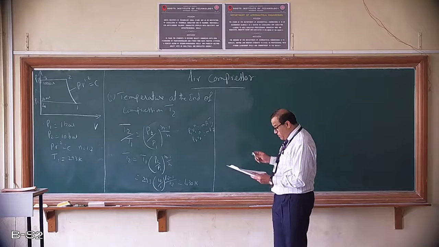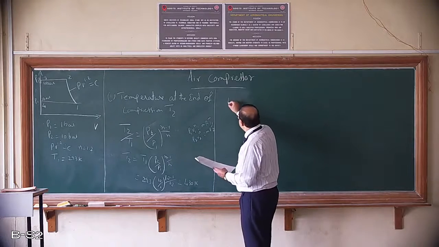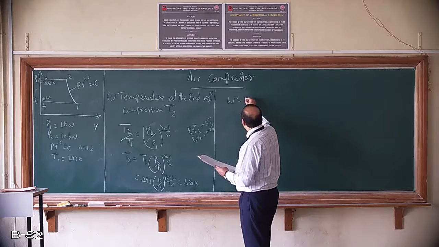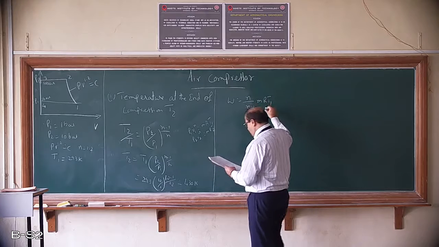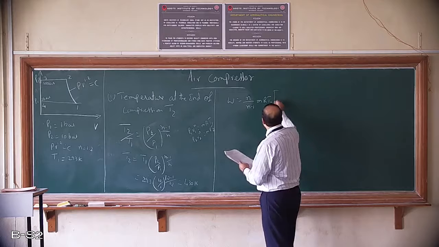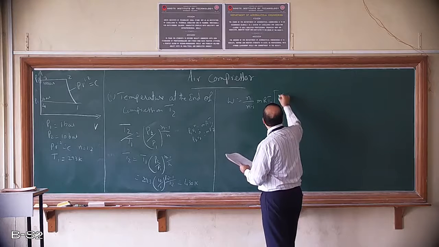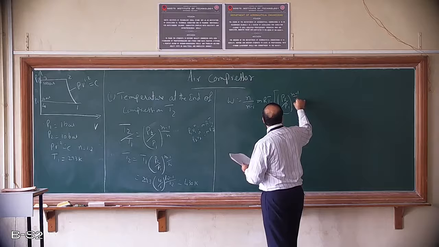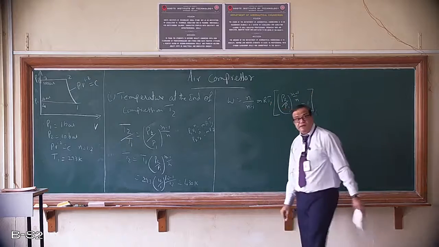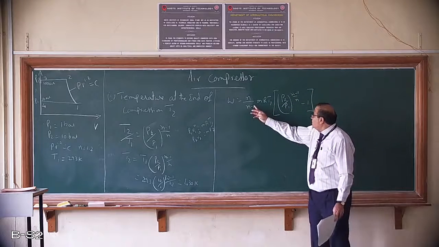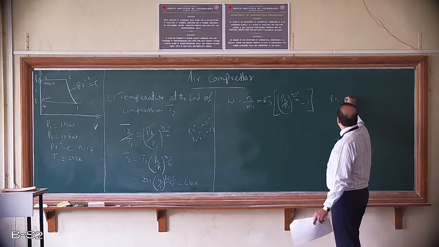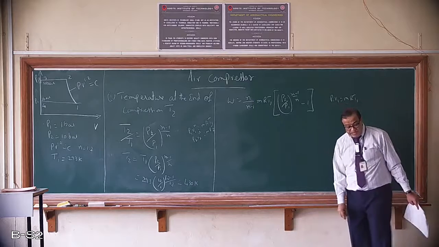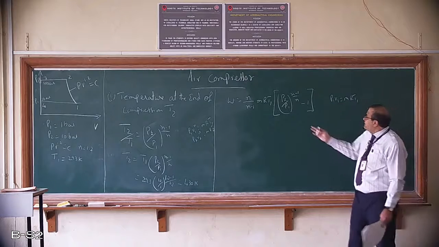Now we will calculate work done. What is work done for a single stage compression? The equation is, we don't know V1, so instead we will take this equation: n by n minus 1 into MRT1 into P2 by P1 to the power of n minus 1 by n, minus 1. So this we have derived, am I right? Instead, earlier it was P1 V1. What is P1 V1? P1 V1 is equal to MRT1. That's the gas law. So we need to write this because we don't know V1.